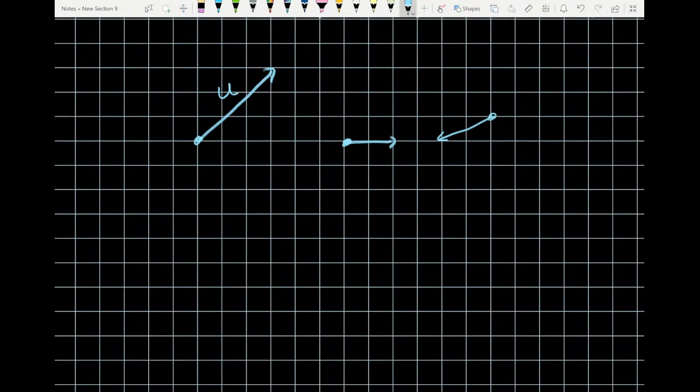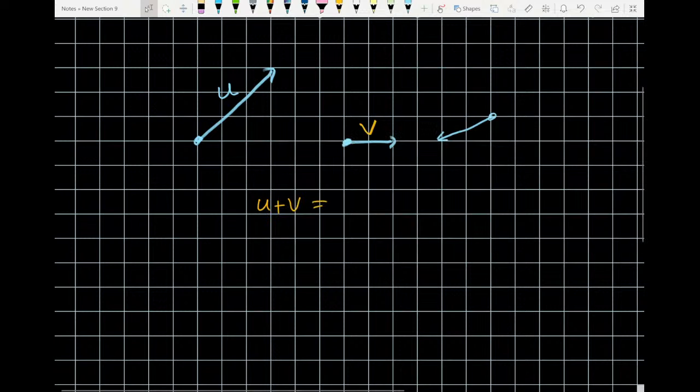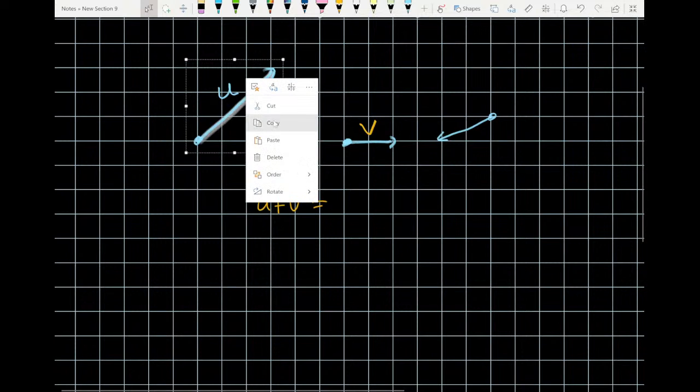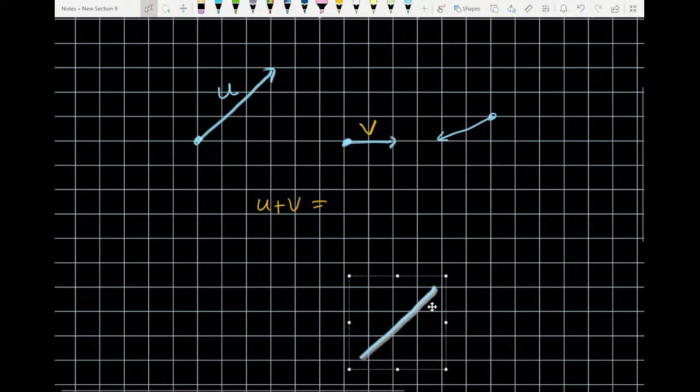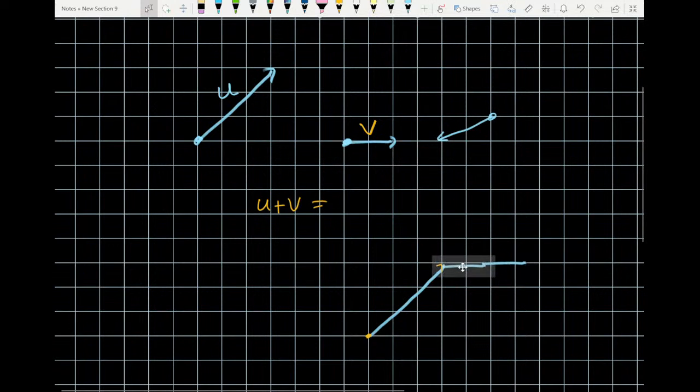So let's call this u. Let's call this v. What's u plus v? It's very simple. I take u, which is this, copy. Just make sure everything is correct. Then I take v, copy, paste it. So my final answer will be this vector. This is u plus v. Okay.